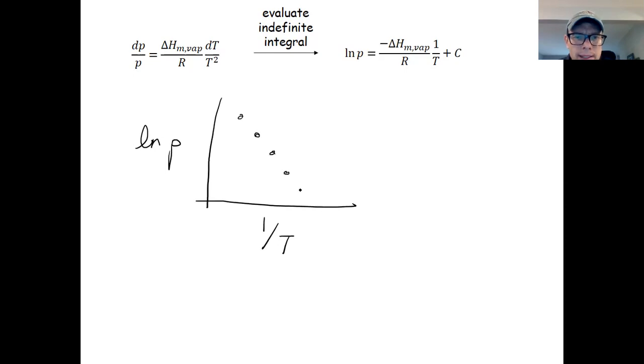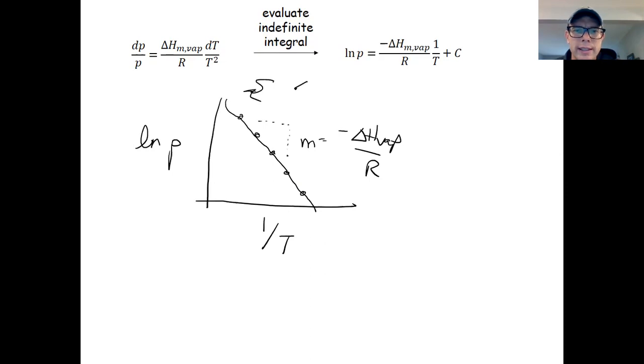And what we would expect to get is a straight line whose slope is equal to negative delta H vap divided by R. I'm not going to go into it here, but it will turn out that this intercept is related to delta S of the transition. And it's actually the standard delta S. But we can talk about that another time.